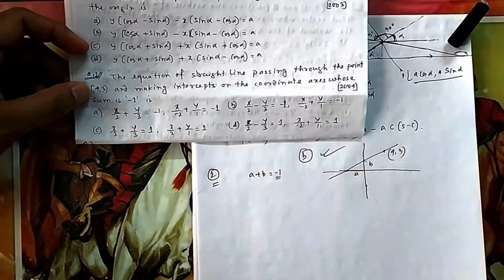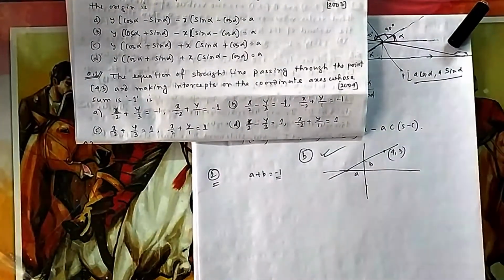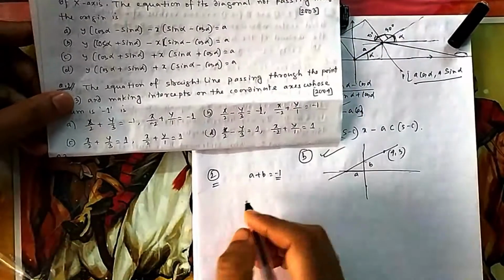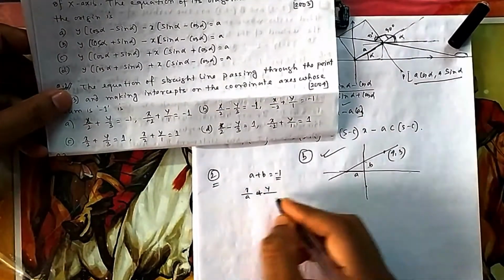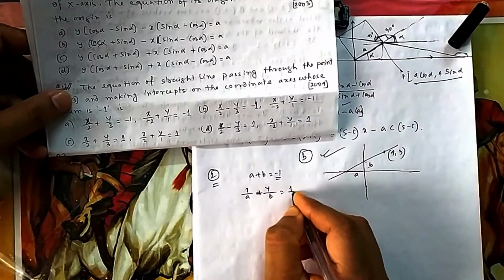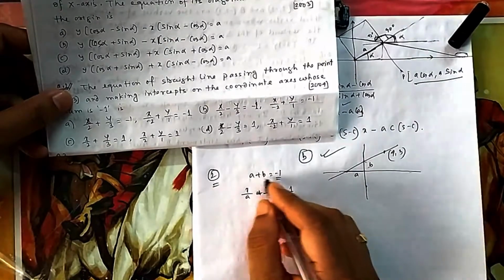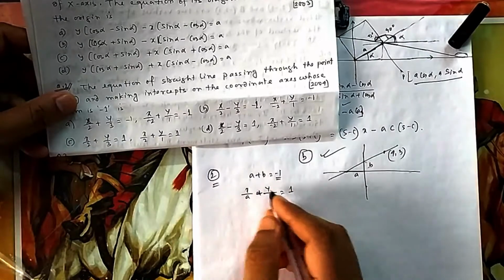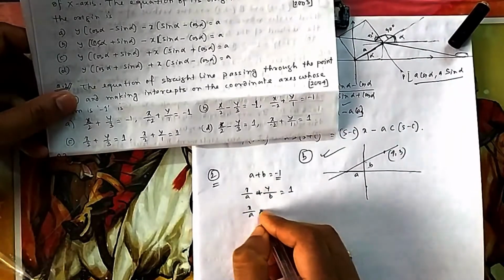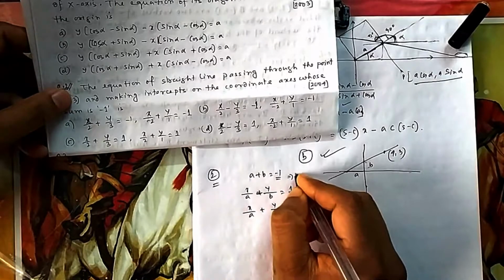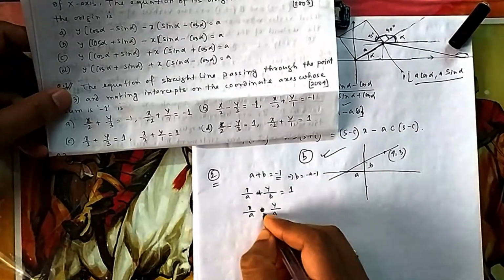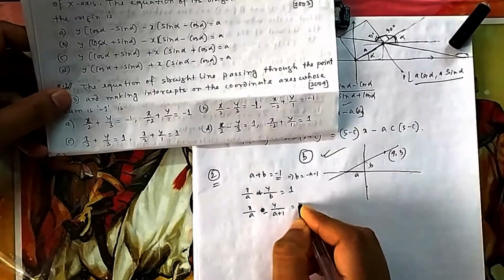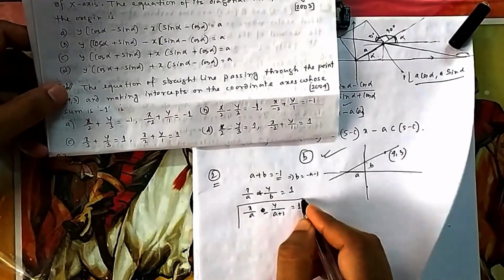So if you know the intercept formula of a straight line, it is x by A plus y by B equal to 1, because you know the intercept. Suppose I have taken this intercept as A. Now B you can find out. What is B? B is -A minus 1. So x by A plus y by B, if you calculate B, it is -A minus 1. If you take minus common, then it is -(A plus 1). So this is the equation of the line.